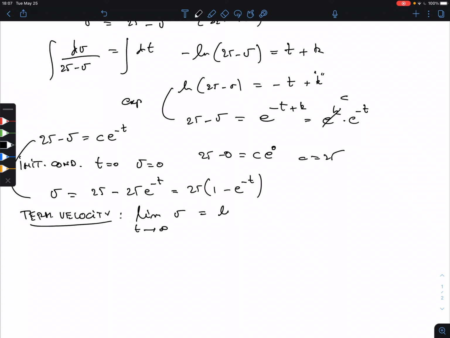Okay, so let's calculate this here. The limit, for t going to infinity, of 25 times 1 minus e to the minus t, but this is very simple, right? If I plug in infinity here, that is e to the negative infinity, that will be 1 over e to the infinity, 1 over infinity, that is 0. So this goes to 0, and we see that this is 25.